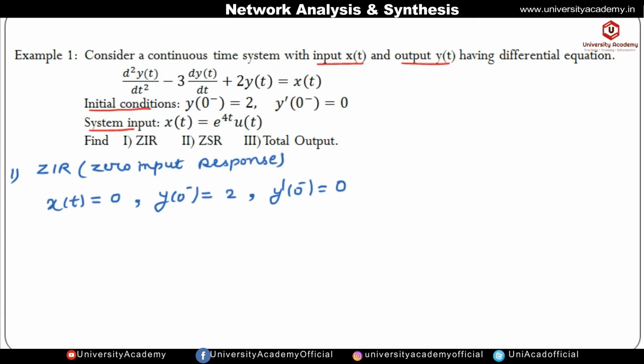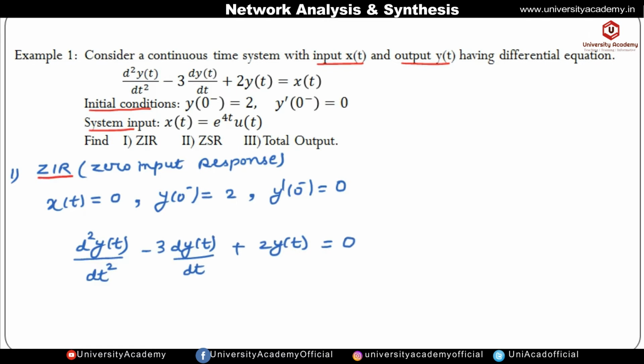Now the differential equation will become d square y of t by dt square minus 3 into d of y of t by dt plus 2 into y of t. Now x of t value is 0, so substitute x of t equal to 0 because we are finding the ZIR, that is zero input response. Okay, now let us apply the Laplace transform on both sides, and we will use the property, that is differentiation in time.